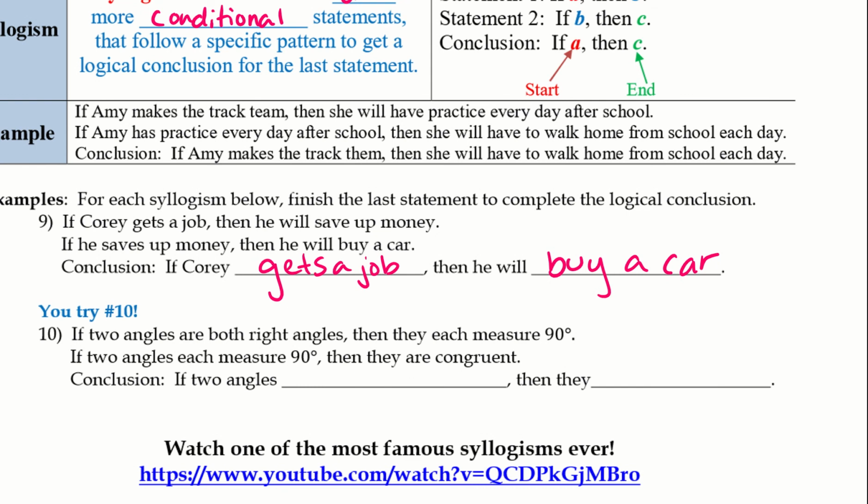All right, so let's go ahead and fill this out. If two angles are both right angles, then they each have a measure of 90 degrees. If two angles each have a measure of 90 degrees, then they are both congruent. So I took the if for my first statement and the then for my second statement and combined them together.